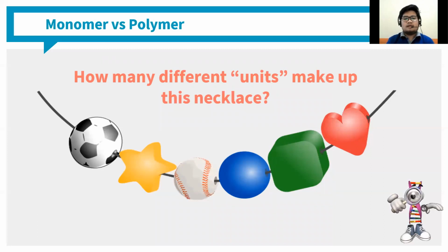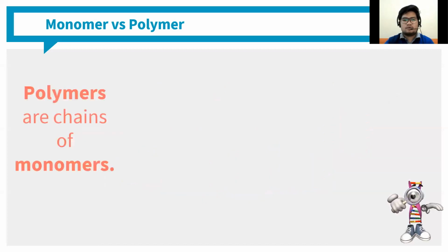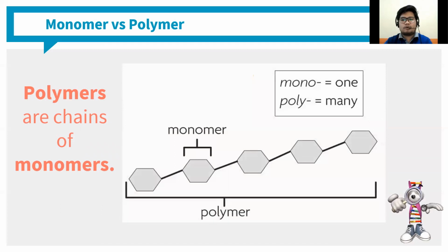Okay? So let's check first this figure. How many different units make up this necklace? If you say 6, then you are correct. The individual units or beads in that figure can be applied to macromolecules and can be called monomers. So, monomer is the building block of polymer. And polymers are simply the chain of monomers.